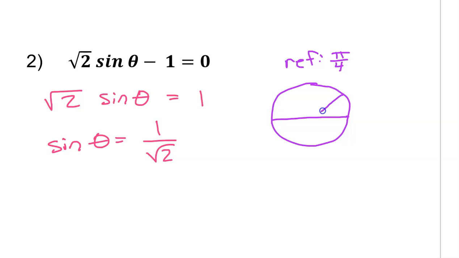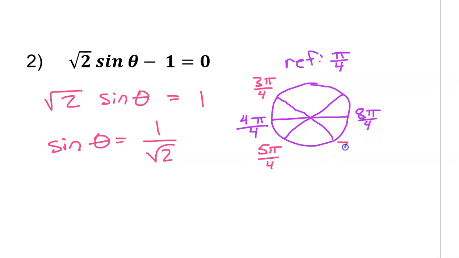There are 4 angles that have a reference angle of pi over 4. There's 1 in every quadrant. Because the reference angle is pi over 4, I'm going to think of pi as 4 pi over 4. And I will think of 2 pi as 8 pi over 4. That makes this angle 3 pi over 4, and this angle is 5 pi over 4. And this angle is 7 pi over 4. The first quadrant is the reference angle itself of pi over 4.